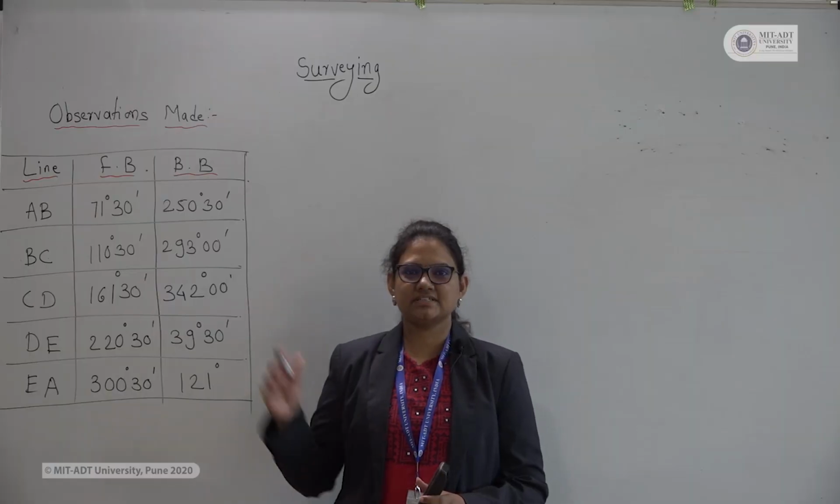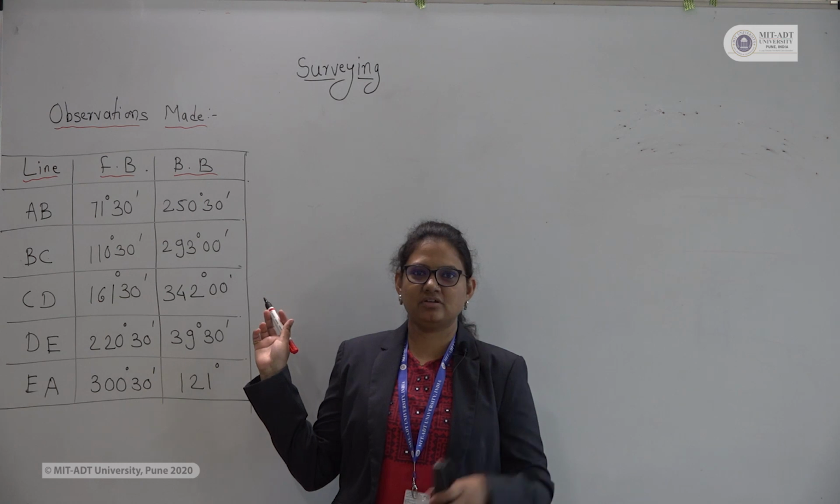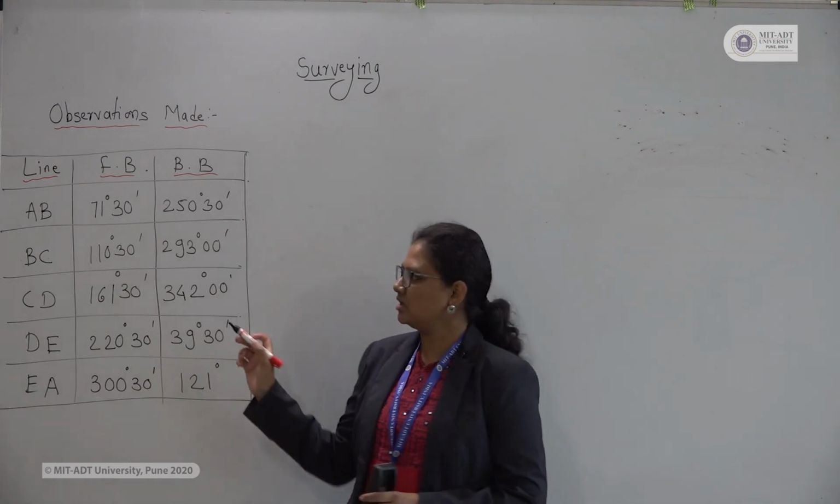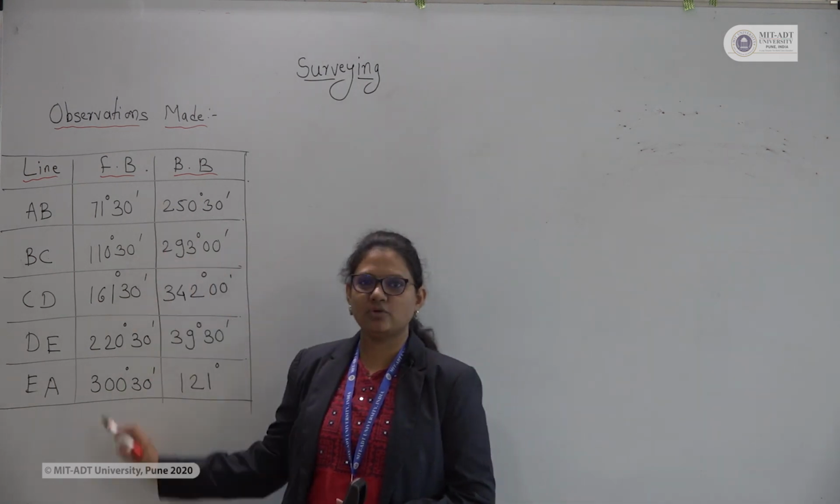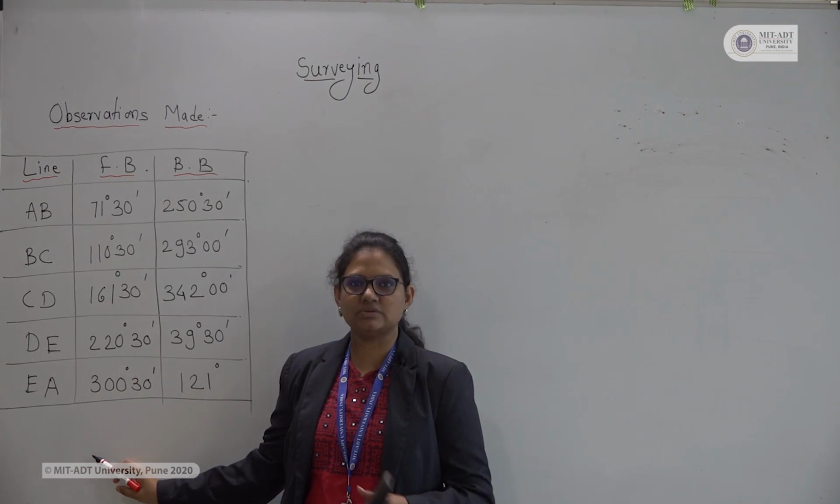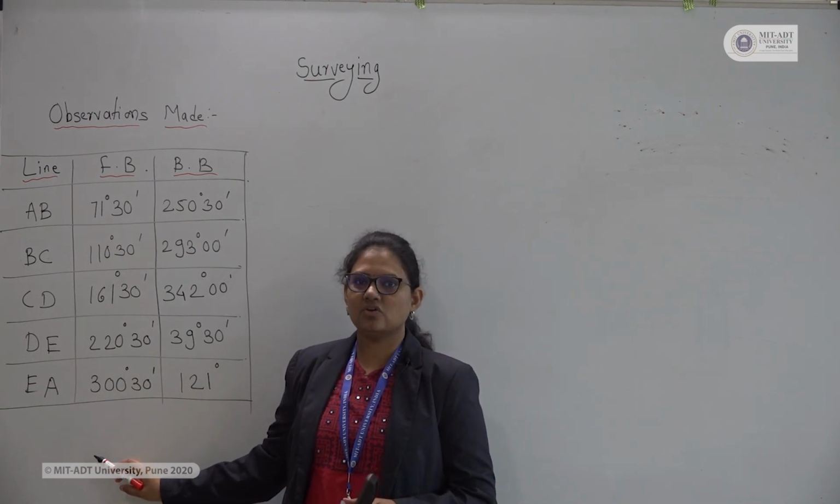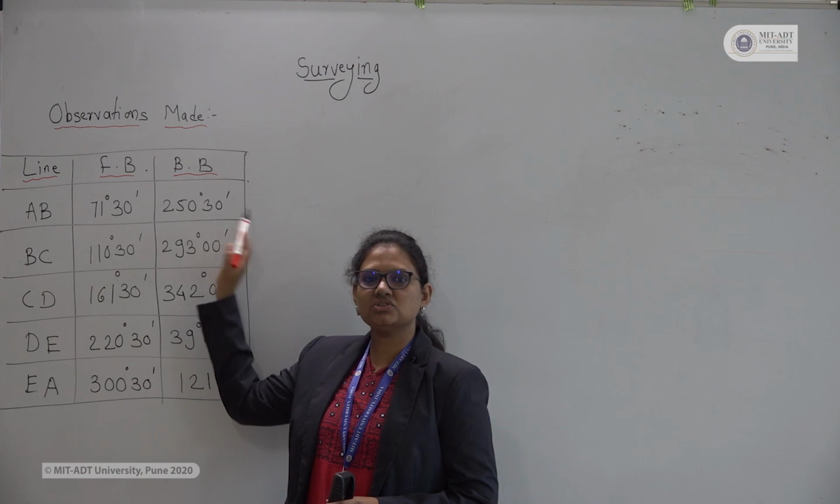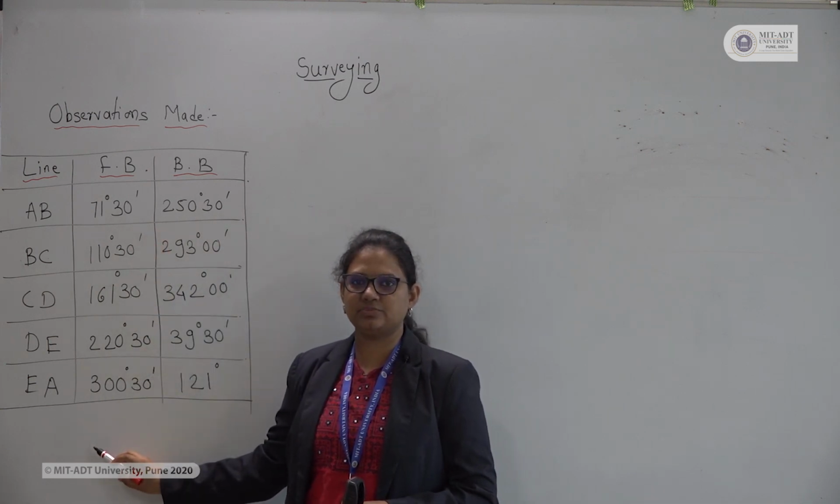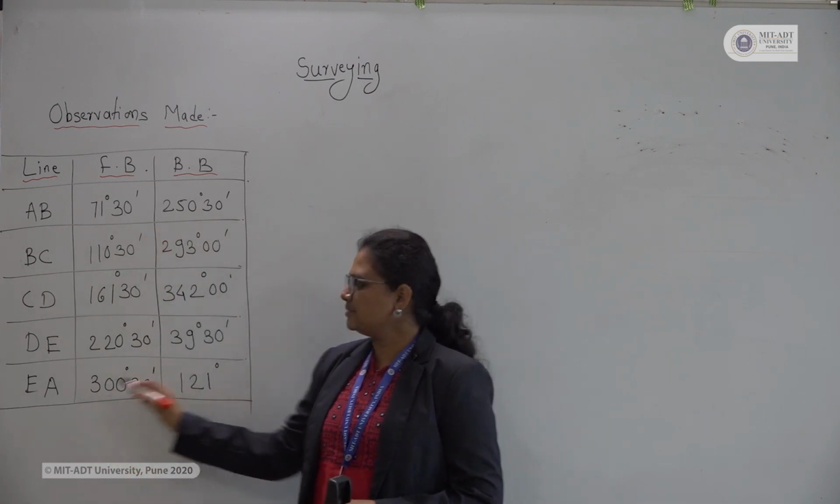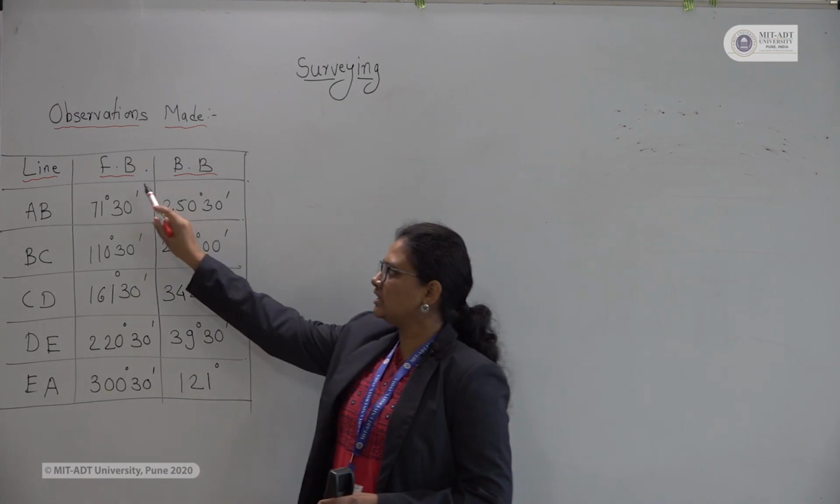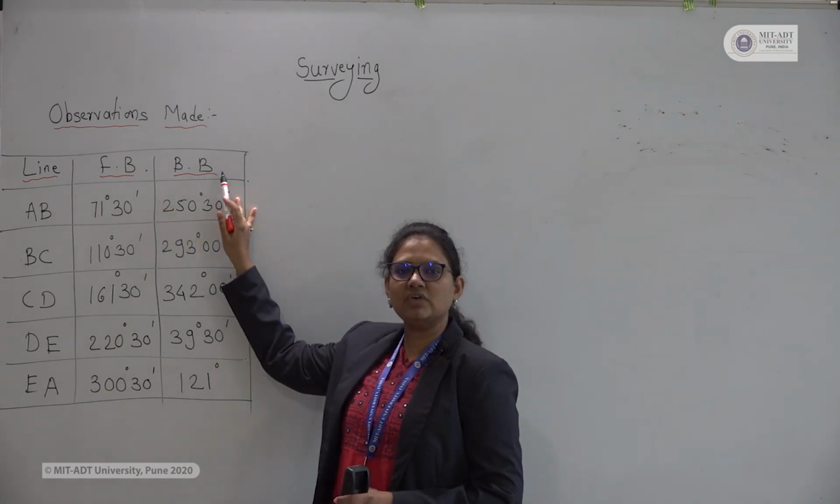So, students, these are some observations which we have made when performing the practical. As you know, we have taken 5 points on the ground by using the prismatic compass. We have observed the fore bearings and back bearings of those 5 lines by using the prismatic compass. The same readings are written here: the fore bearing of each line and the back bearing of each line.